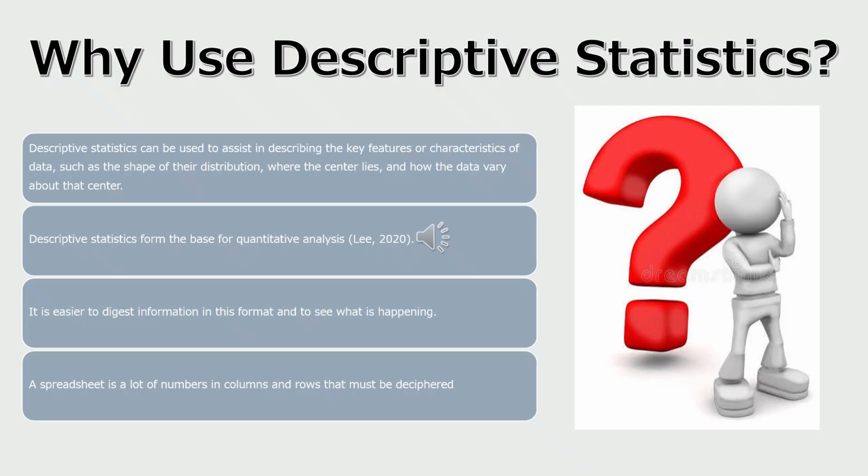Why use descriptive statistics? Descriptive statistics can be used to assist in describing key features or characteristics of data, the shape of their distribution, where the center lies, and how the data vary about the center. It is also the base for quantitative analysis according to Lee. It is also easier to digest, and a lot of numbers in a spreadsheet can be difficult to decipher.